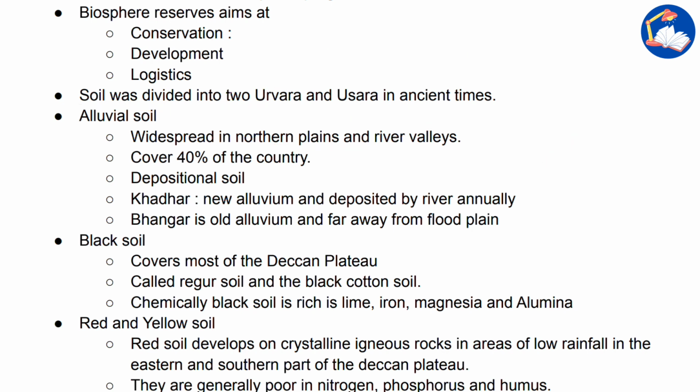Now alluvial soil. Alluvial soil is widespread in northern plains and river valleys. Because it is deposition soil, it covers 40% of the country. Khadar, we have discussed Khadar, which is a new alluvium deposited by rivers annually, and Bhangar, which is an old alluvium and far away from the floodplain.